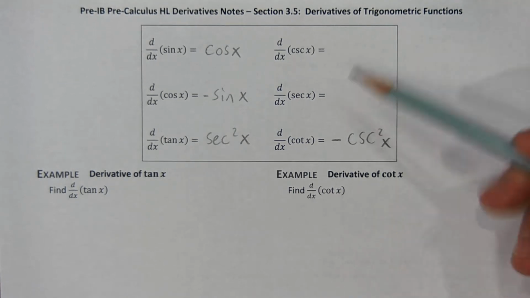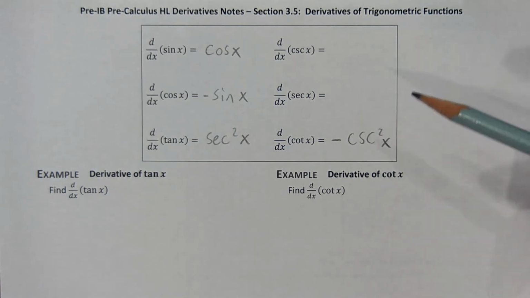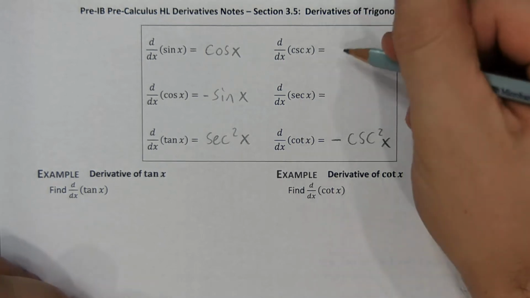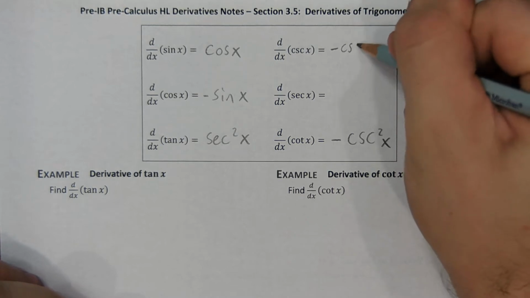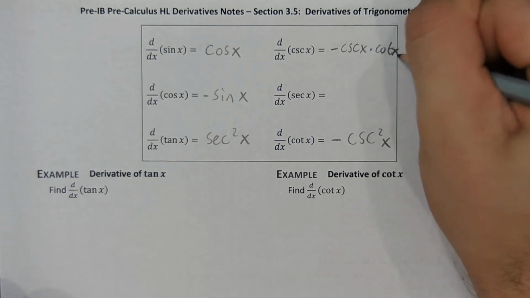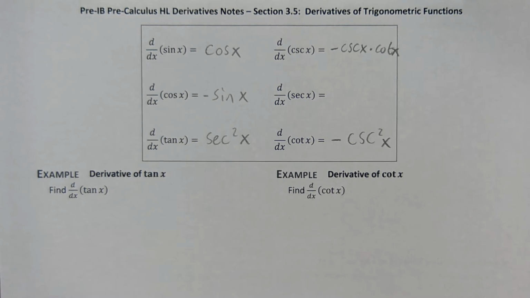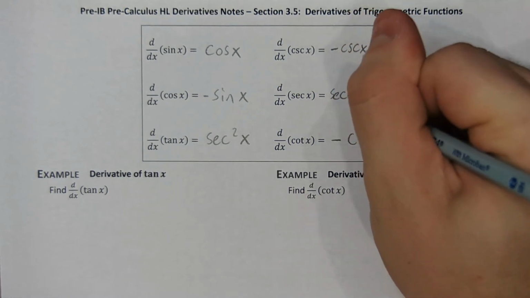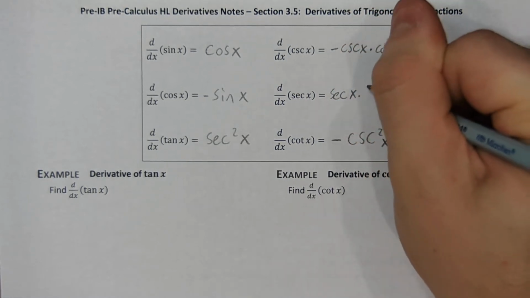And I saved these two for last because they're kind of wacky. The derivative of cosecant x is negative cosecant x times cotangent x. Eek, I ran out of space. And the derivative of secant x is secant x times tangent x.